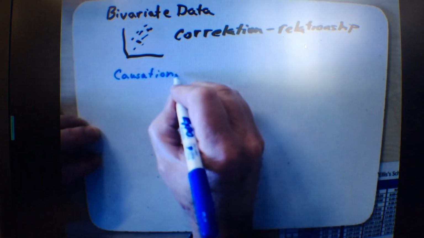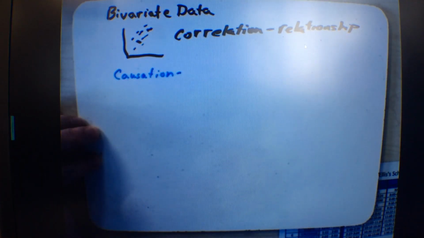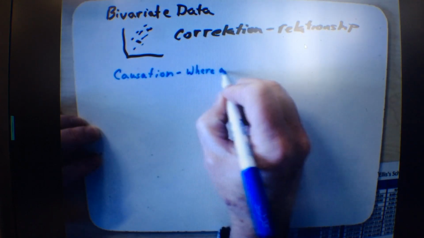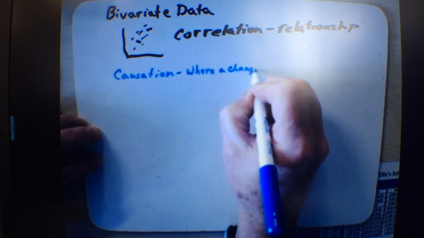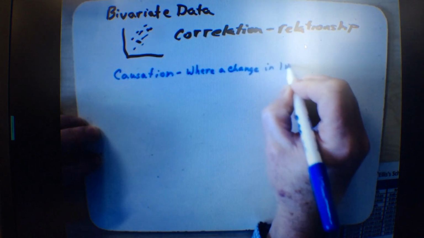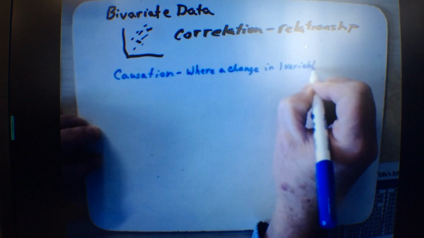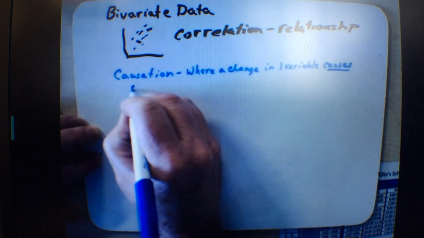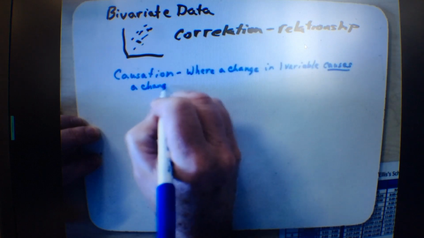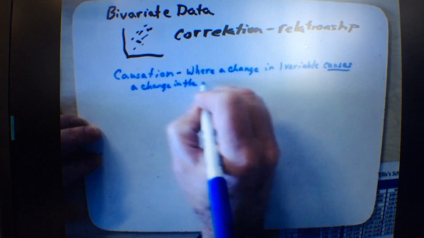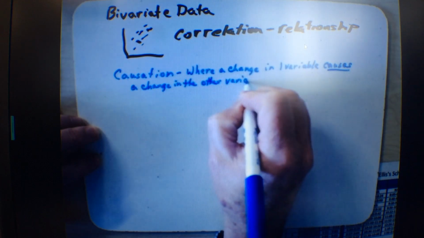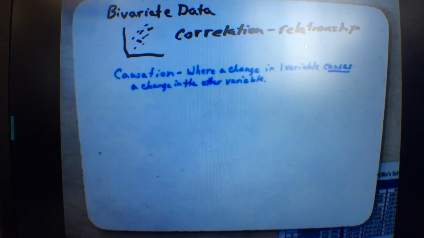The next word we're going to talk about is causation. It is spelled C-A-U-S-A-T-I-O-N. Causation is where a change in one variable causes a change in the other variable. That's where it gets its name. Okay?